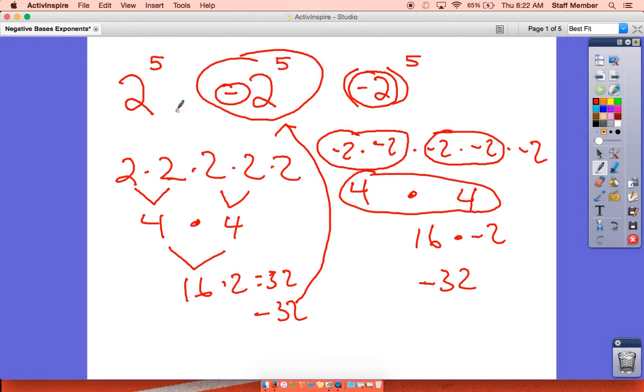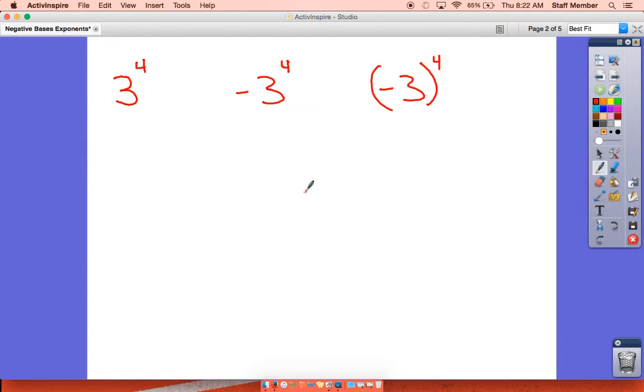So that also got us an answer of negative 32, but we got there a little bit differently. So understand that this is just regular, like what you've done before. This is actually taking 2 to the 5th power, but then whatever you get, it would be the opposite of that. And then this is actually taking the number negative 2 to the 5th power. So we'll try one more, and then I'll have you do one on your own here.